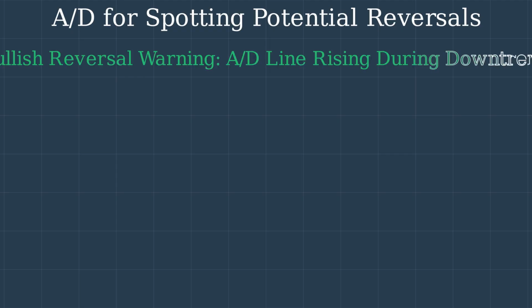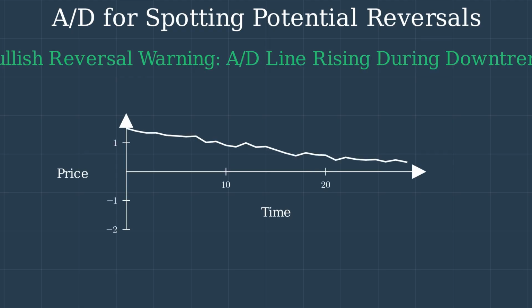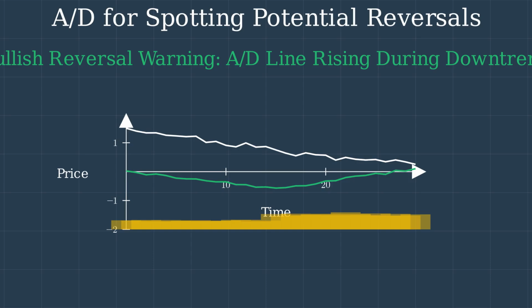Conversely, when the AD line begins to rise while prices are still falling, it can signal a bullish reversal. Here we see the price in a downtrend, but the AD line has started to climb. This pattern suggests accumulation is occurring despite falling prices. Informed buyers are accumulating positions at lower prices, often before a bullish reversal. The increased volume shows strong buying interest despite the continuing downtrend.